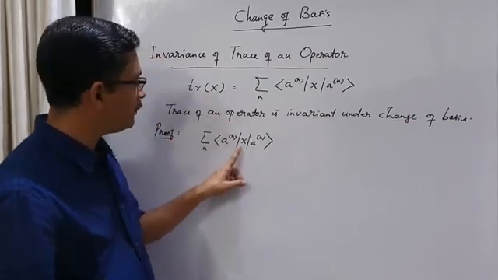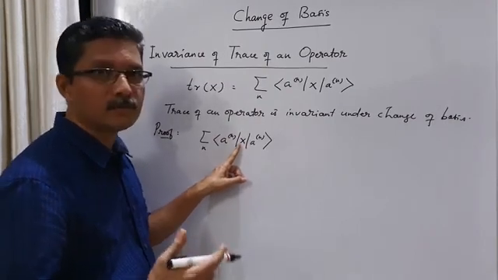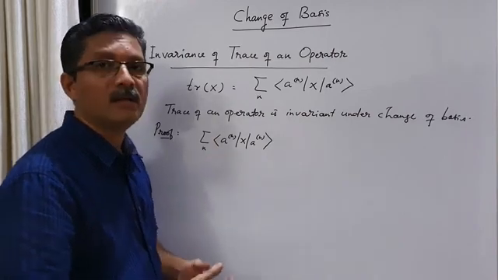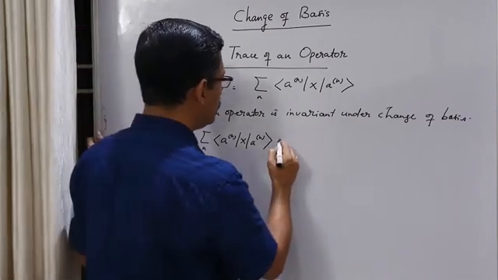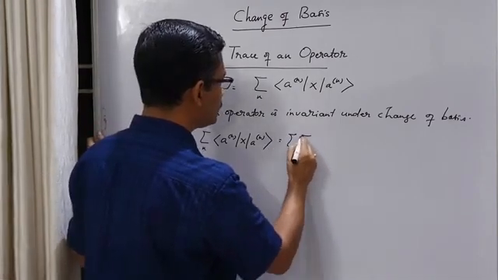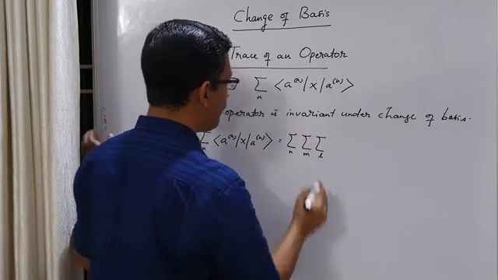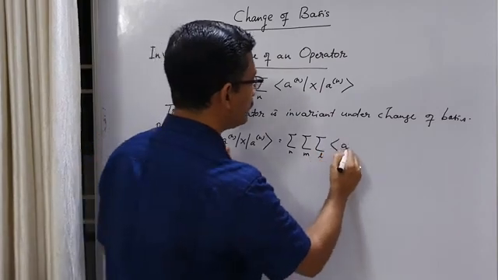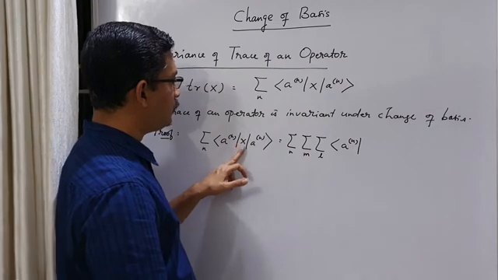So for that I will introduce identity on both sides. And for each identity, I am going to introduce the completeness condition of the new basis. Let us say the new basis is ket bk. So this is equal to the sum over n, sum over m, sum over some l. So we have this bra vector an, and there will be identity on both sides of x.